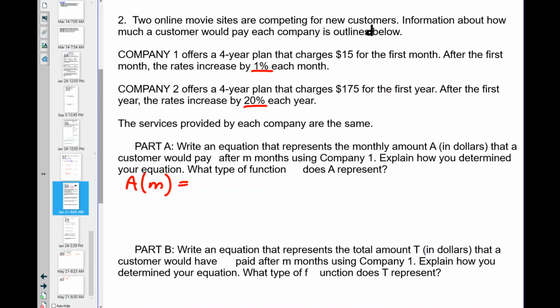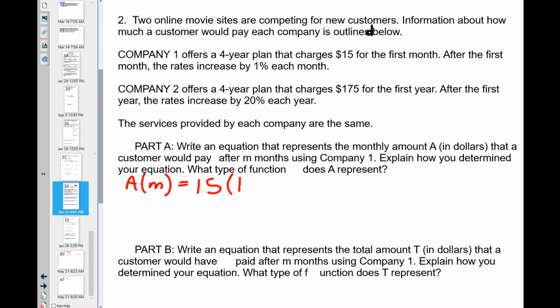Now, this is not a sum. We're not using the sum here. We're just showing a formula where I could plug in and say, hey, how much am I going to be paying in the 12th month? How much am I going to be paying in the 5th month? We have not reached the sum formula yet. But we know this from before. We've done exponentials before. The initial amount for the first company is $15.